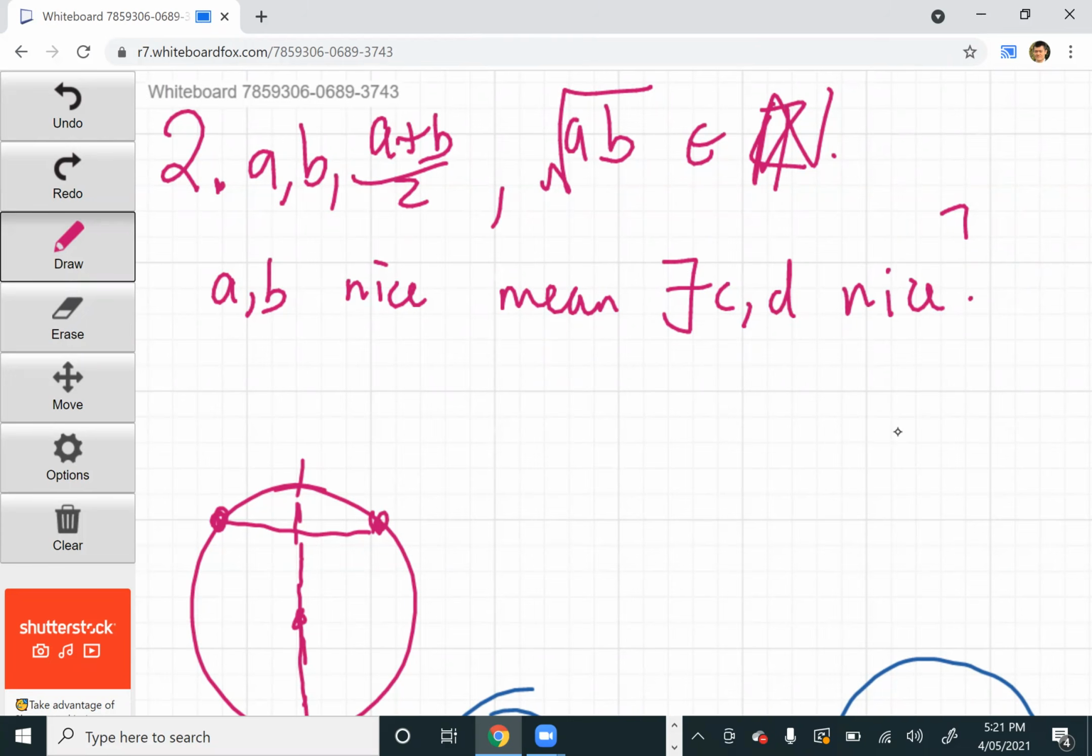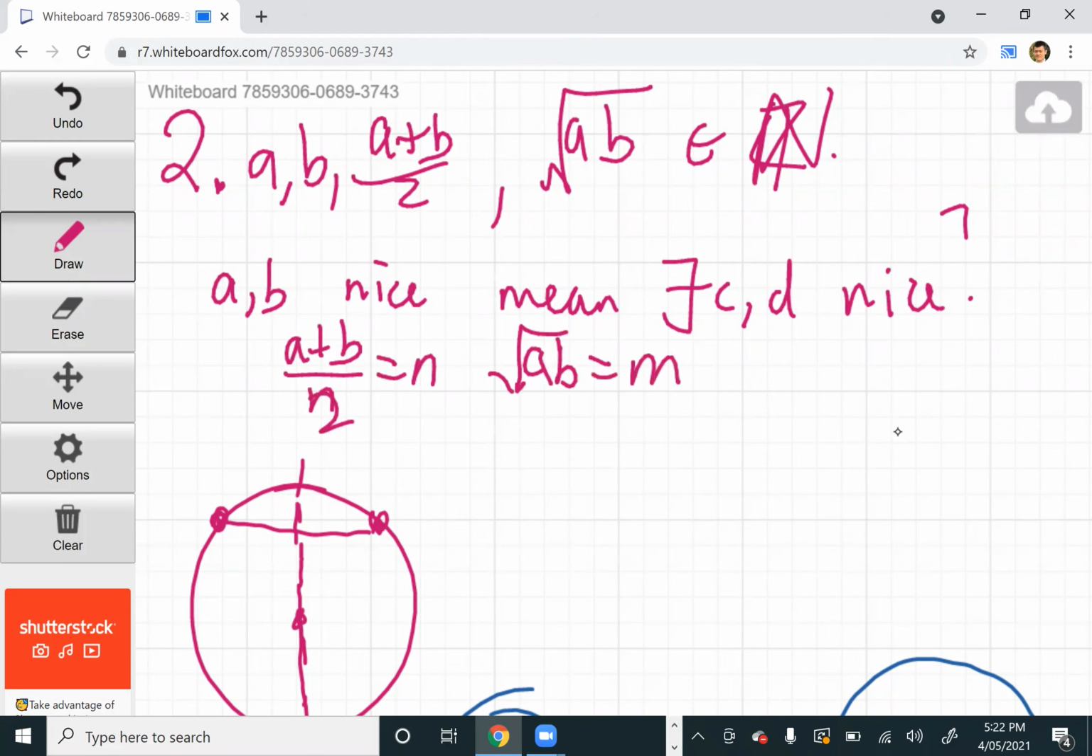Set (a plus b) over 2 equal to n, and root of ab equals m, just to help with notation. So we get that ab equals m squared. So possibly we could find an example, like a construction for each a, b and n, such that you can always get n squared minus m squared.